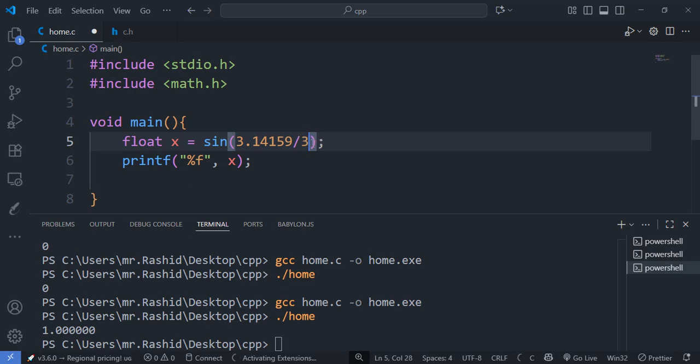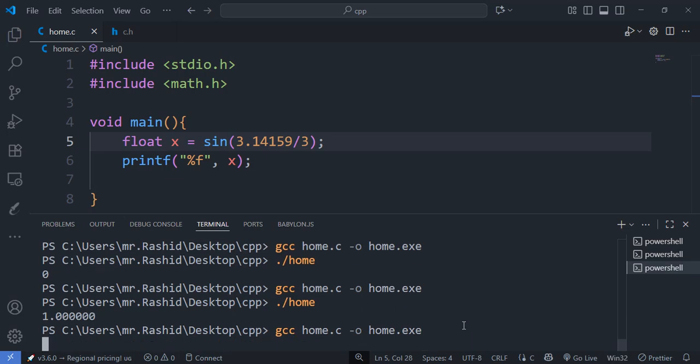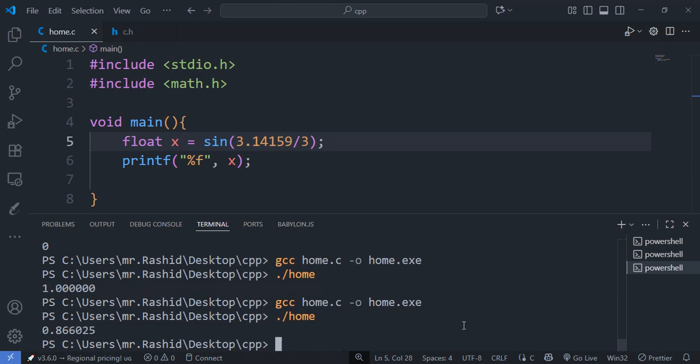But let us try 3. Remember the other time we got zeros when we used the 2 and the 3. So let us try to use 3 and see if we will get the same answer. As you can see, it is different, so we get that one.